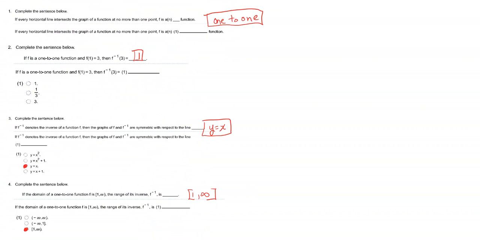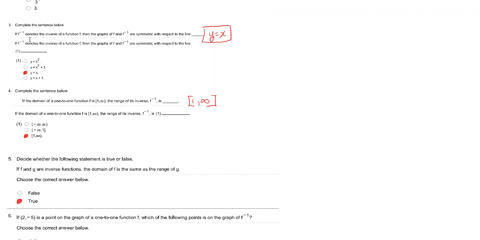This assignment should go fairly quickly. Number one, complete the sentence. If every horizontal line intersects the graph at no more than one point, f is one-to-one. That's what would go in the blank. On number two, if f is a one-to-one function, and f of 1 equals 3, then f inverse of 3 would be, remember, you're just switching x and y, so your value would be 1.